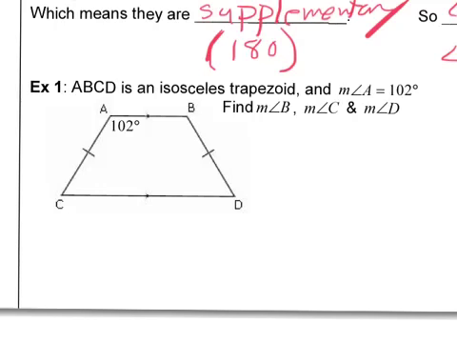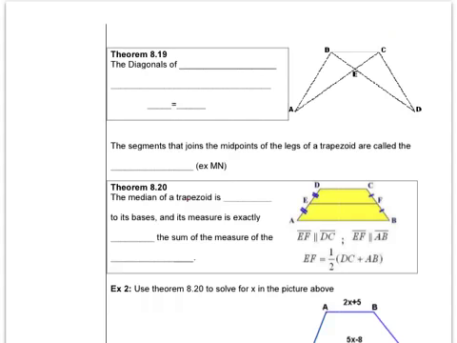Okay. Well, we just said that same side interior angles of parallel lines are supplementary. So if this is 102, that means this has to be 78. And we also said that base angles are congruent. So this is a pair of base angles, and these are a pair of base angles. So this is 102, and this is 78. There we go. We found all the missing angles. Go to the next.